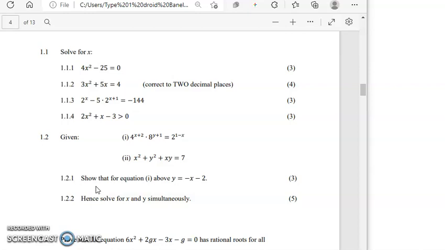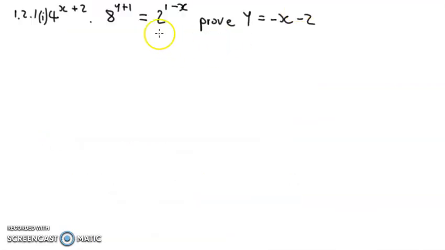So let's start with 1.2. We are given this equation here and this equation, and 1.2.1 is asking us to show that the equation above is equal to y is equal to negative x minus 2. So let's go to the question.